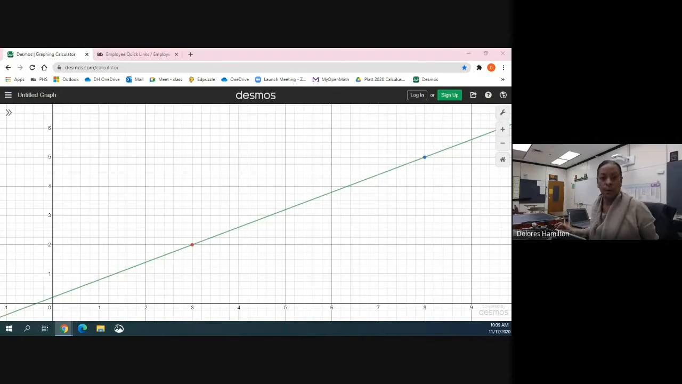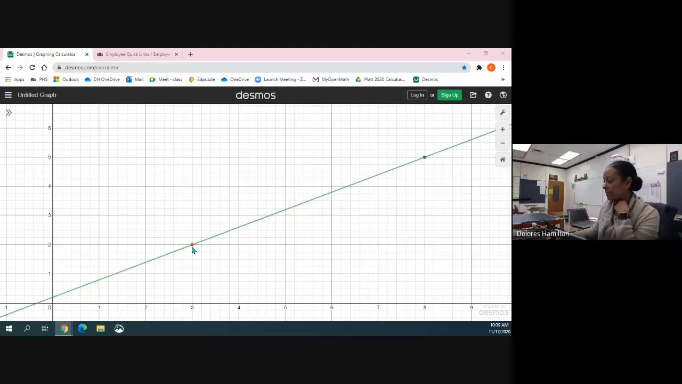We are still working with slope, introducing two new ways of finding slope, not necessarily given the equation. So let's do a quick refresher. If I had this line and I identified that these 2 points were definitely on that line, that looks like the point 3, 2, and this is the point 8, 5.